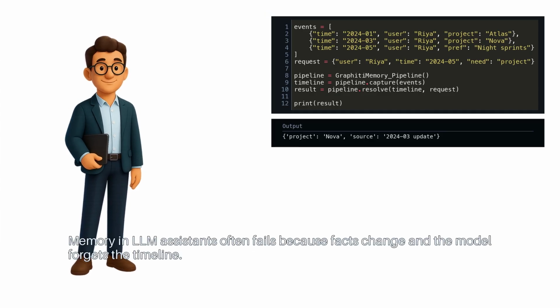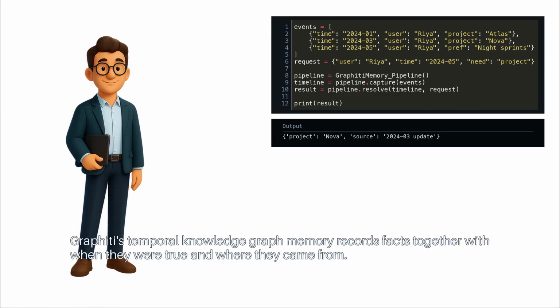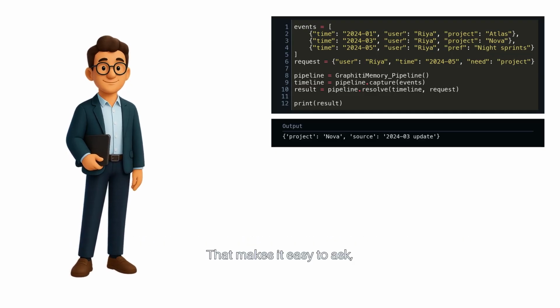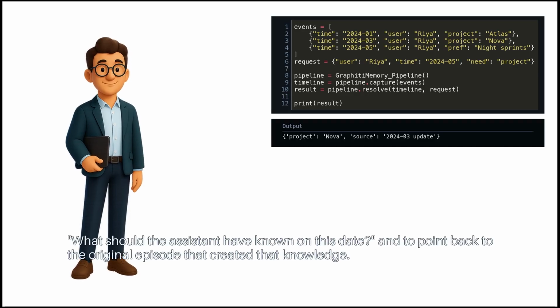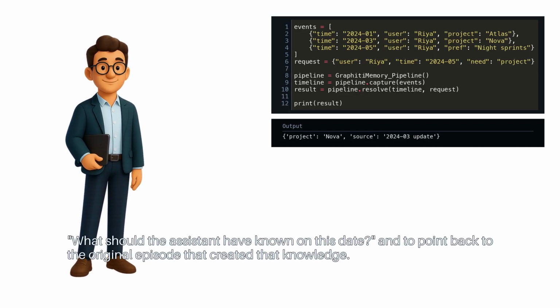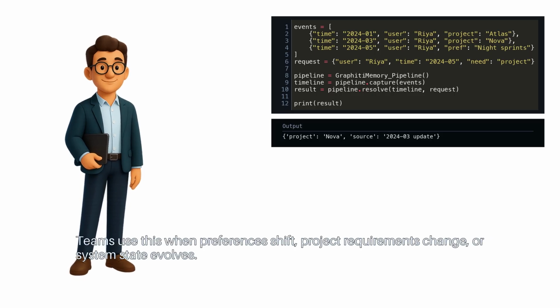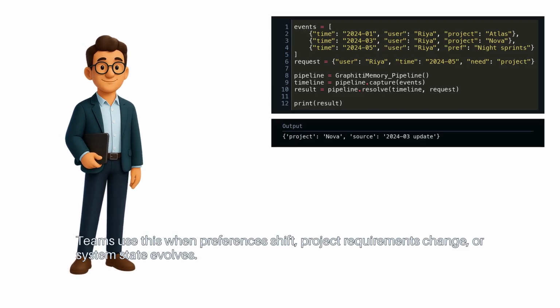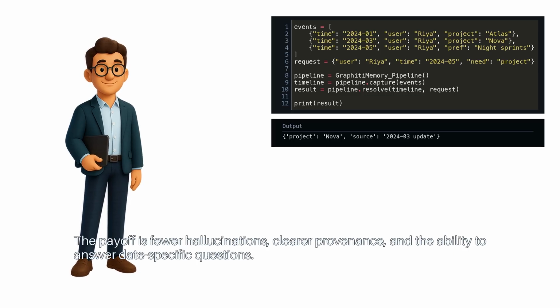Memory in LLM assistants often fails because facts change and the model forgets the timeline. Graphiti's temporal knowledge graph memory records facts together with when they were true and where they came from. That makes it easy to ask, what should the assistant have known on this date? And to point back to the original episode that created that knowledge. Teams use this when preferences shift, project requirements change, or system state evolves. The payoff is fewer hallucinations, clearer provenance, and the ability to answer date-specific questions.